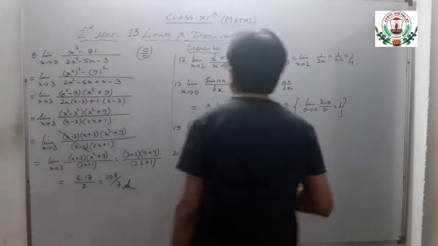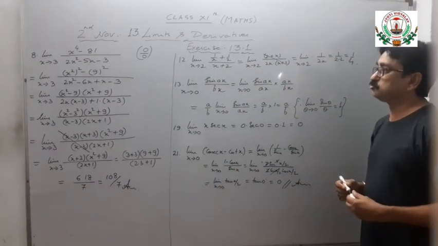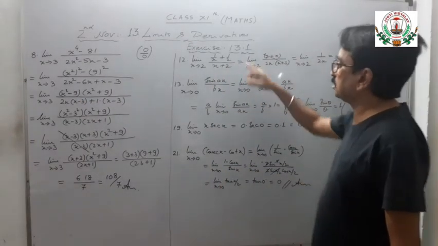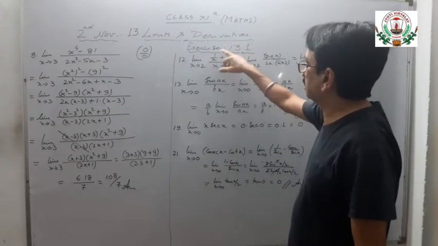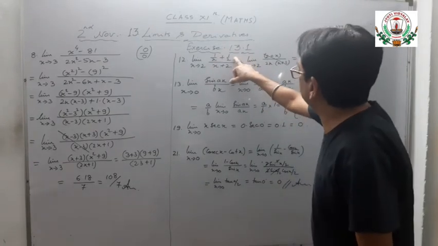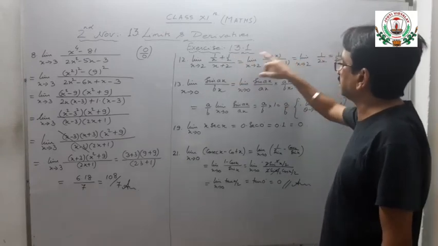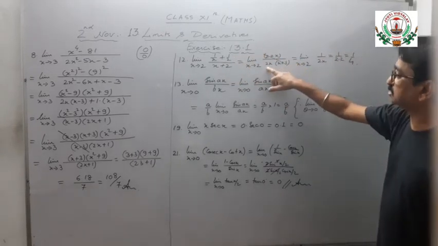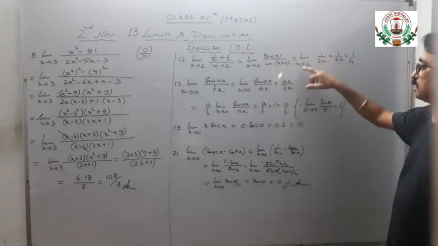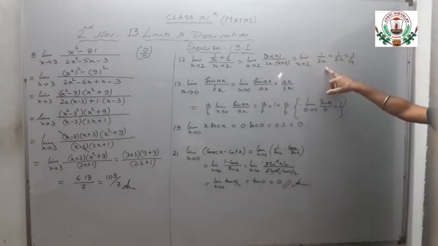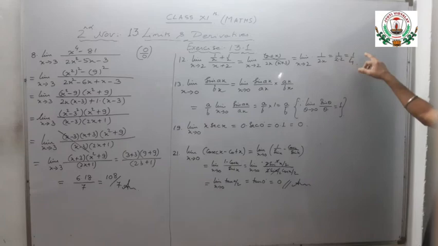Now question number 12, limit x tends to 2, (1 upon x minus 1 upon 2) upon (x minus 2). Clearly we can see that if we take the LCM 2x, we get in the numerator 2 minus x, and the common factor will be cancelled out. So we are left with limit x tends to 2, 1 upon 2x. So 1 upon 2 into 2, that is 1 by 4.